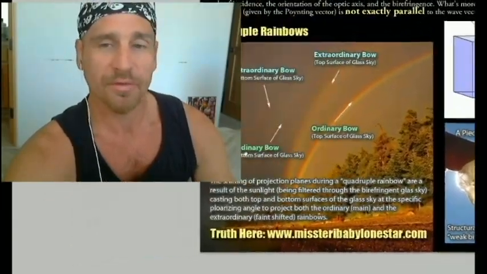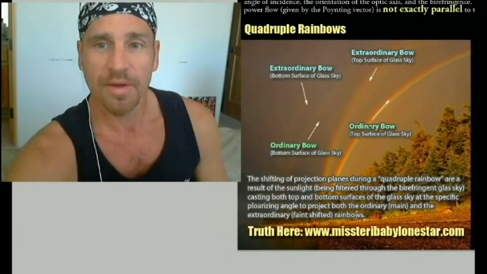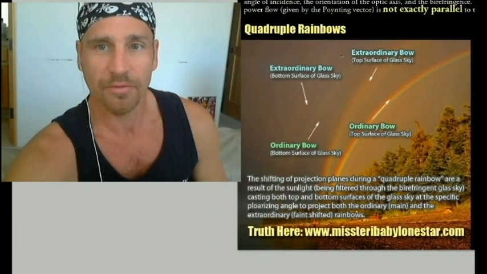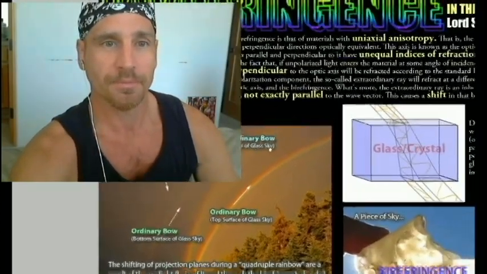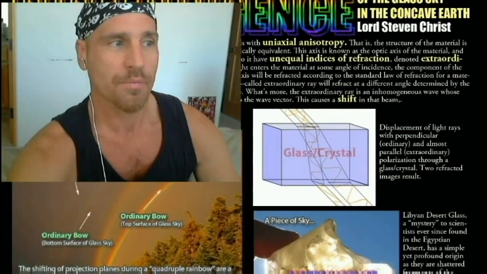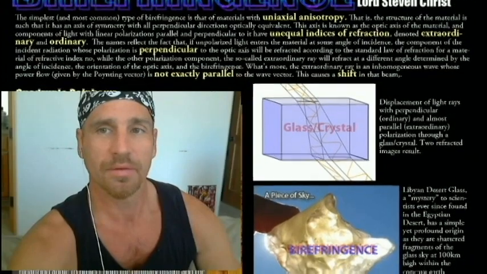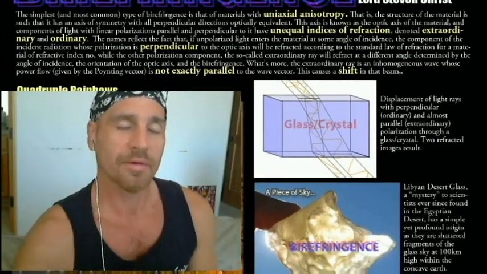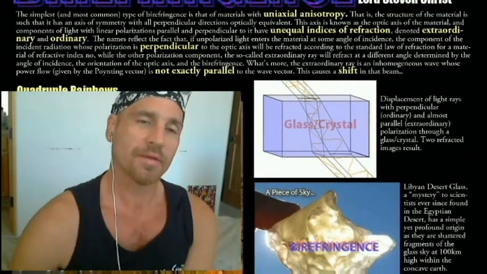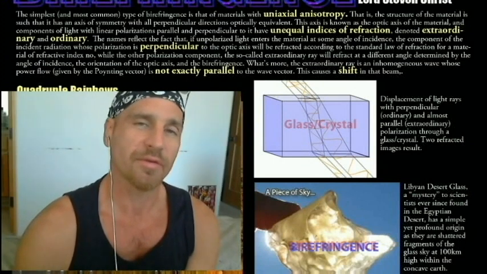So, with this quadruple rainbow, you have the ordinary bow and the extraordinary bow. They're shifted like that. It's all science. It's all science, folks. This information will be disseminated, and it will not be suppressed for very much longer.